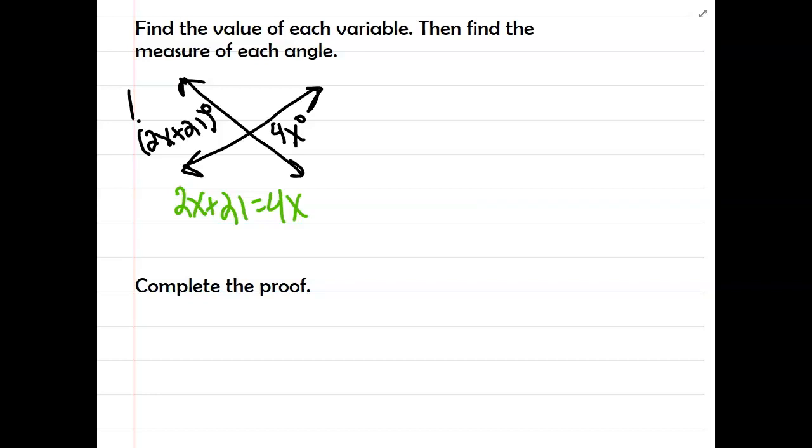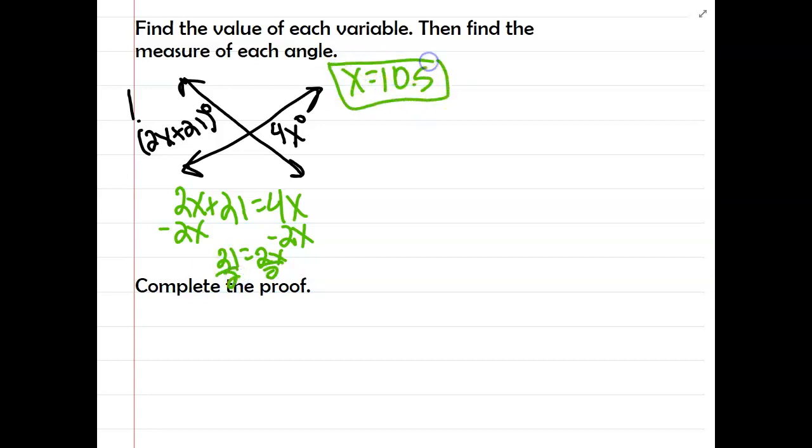So first thing is I need to find the value of each variable. So we need to solve for x. Subtract 2x from both sides. So we would have 21 equals 2x. Divide by 2 and we should get x equals 10.5. Okay, which is one of your answers.